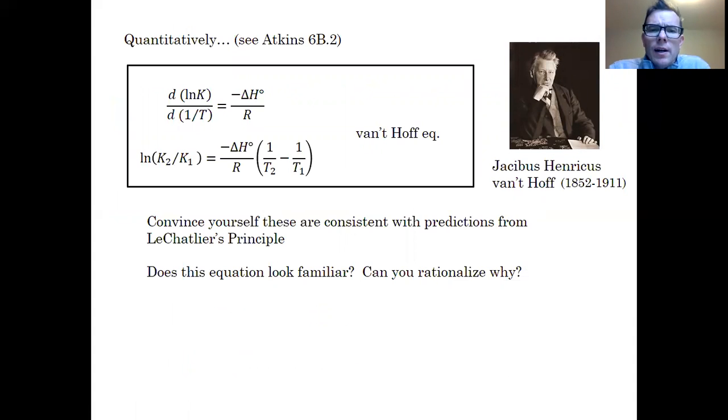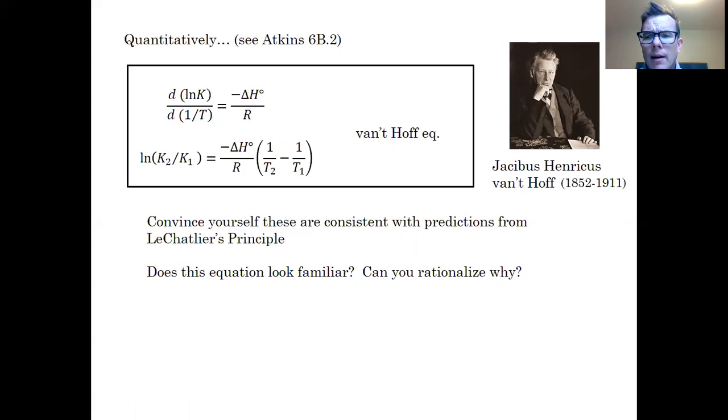I'm not going to go into a quantitative derivation. It's a little bit longer, and you can see the gory details in Atkins 6b. But the quantitative description of this behavior is called the van 't Hoff equation, and I've described it here. So if you're a note-taking person, in particular, write this equation down. Natural log K2 divided by K1 equals negative delta H over R times 1 over T2 minus 1 over T1.